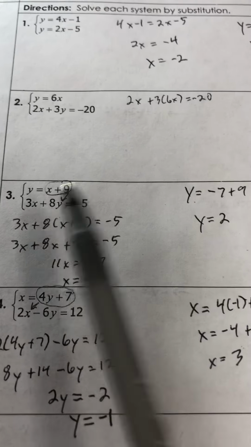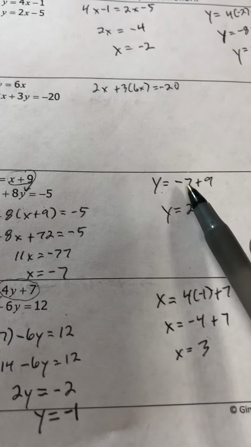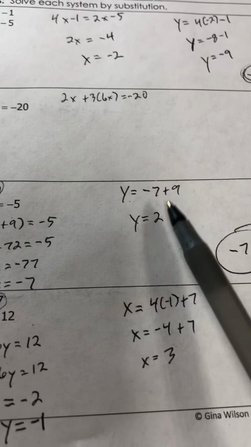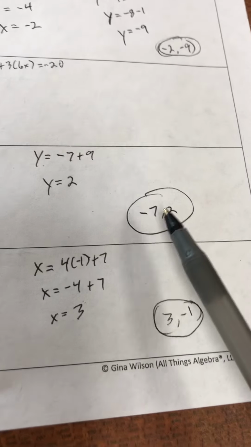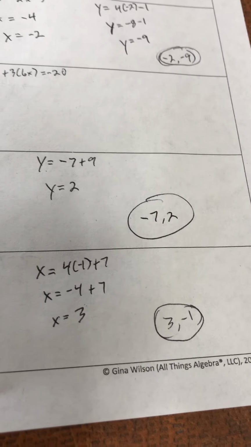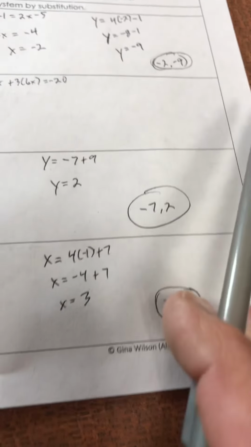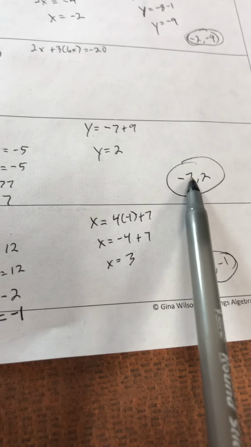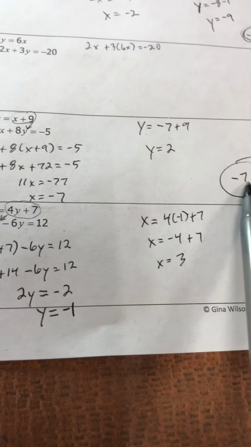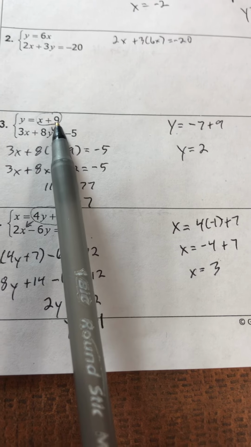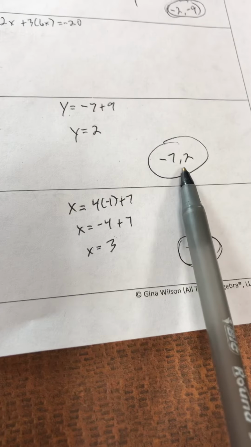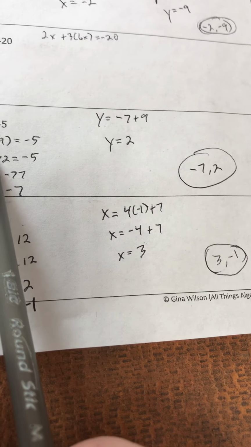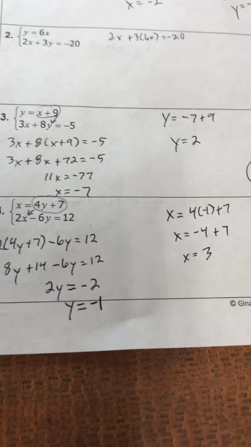I plugged -7 into this first problem because that was the easier one. So my x plus 9 is now -7 plus 9. I get y equals 2. And so that's the point of intersection for those two lines. And these two numbers, if I were to plug them in, they would satisfy both of these problems. So if I were to plug -7 in for x, -7 plus 9, guess what that equals? 2. Yep, 2 as my y. If I plug in my -7 here for x and my 2 here for y, and I work this out, I would get -5.